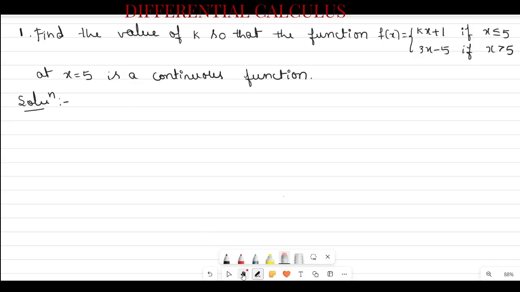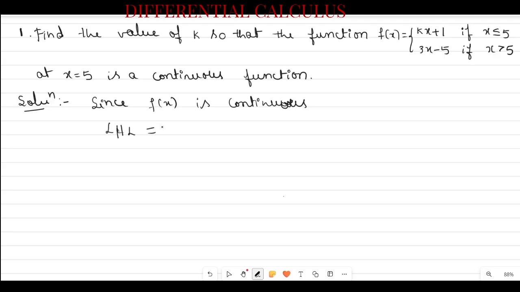See, what you must do here is write a statement, since this is very important. Since f of x is continuous, the condition is left hand limit equal to right hand limit, that is equal to f of a. Very important. While writing in exams, this condition is very important. If you have written this condition, they will compulsorily give 1 mark. So next, let us find out the left hand limit.